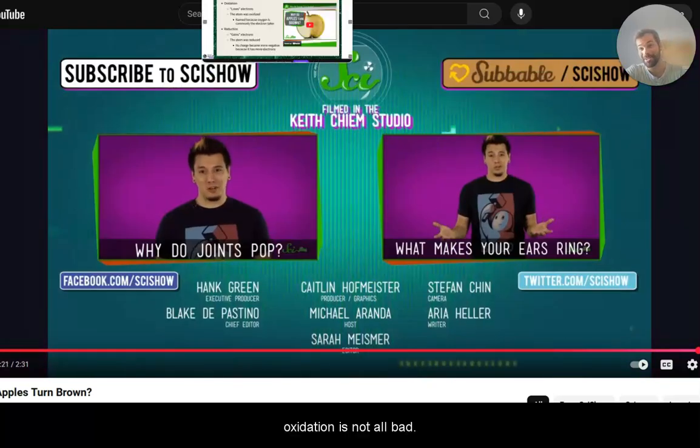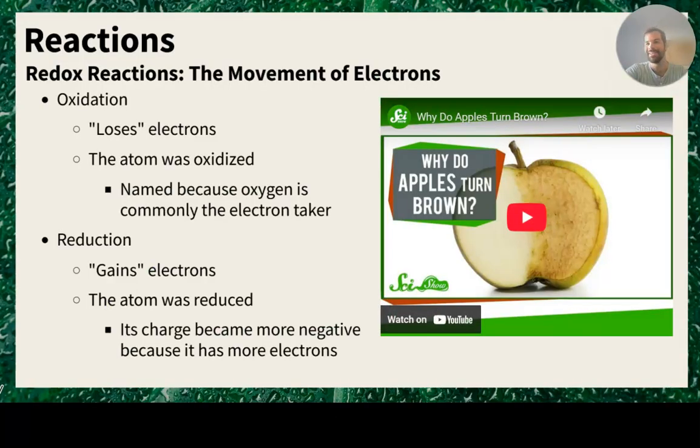So again, oxidation is not all bad. Produces some great things, but oxygen is everywhere. It's very high in its ratio in the air, and oxygen as an atom, as an element, is a little greedy when it comes to the electrons. Remember, it's pretty electronegative, so it will readily take the electrons off of other substances.